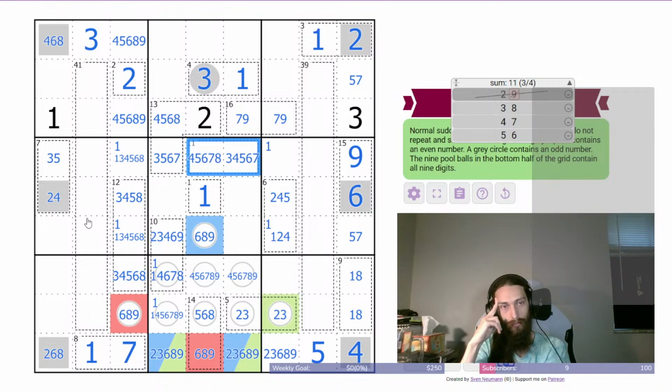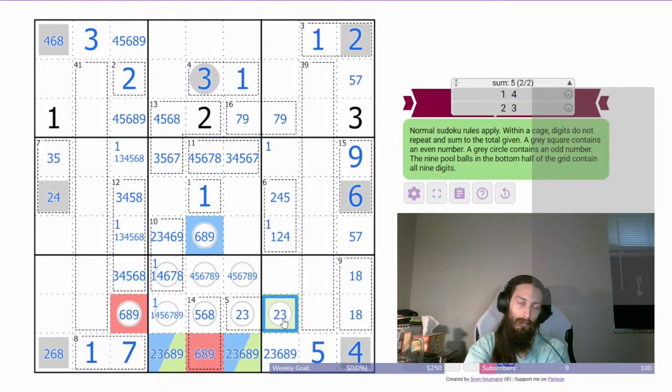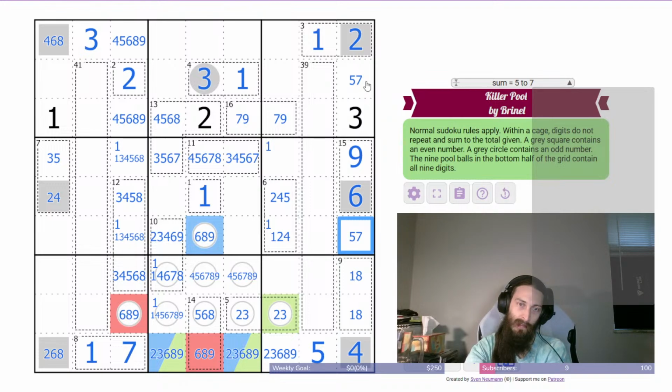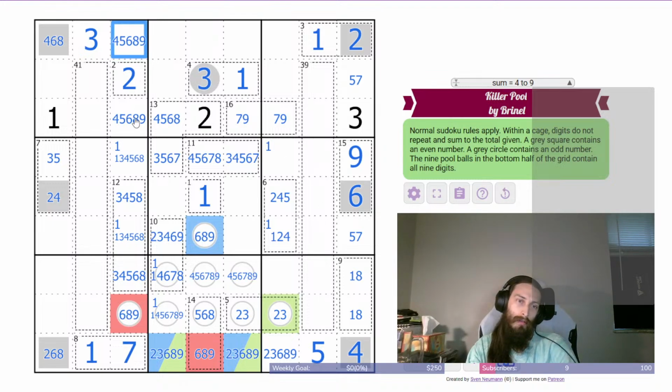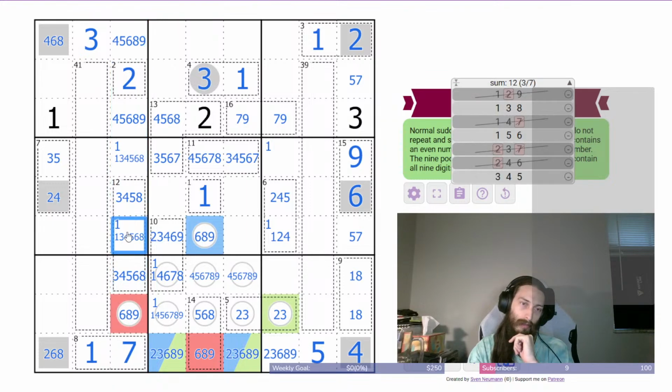All right, let's look at something. If green is 2, it makes the 6 cage above it 5 and 1, which makes it 7 and 5. And I don't think that does a darn thing for us. No. Nines, eights, sixes. The only thing that's really restricted here are ones and threes.